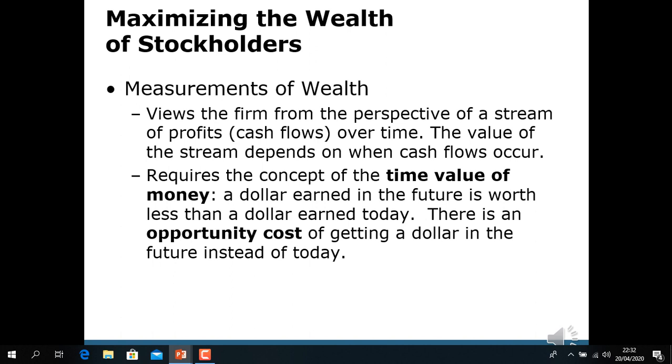And how to measure wealth? View the firm from the perspective of a stream of profit or cash flow over time, and then the value of the stream depends on when cash flow occurs. And then it can be measured from the concept of the time value of money. A dollar earned in the future is worth less than a dollar earned today. There is an opportunity cost of getting a dollar in the future instead of today.